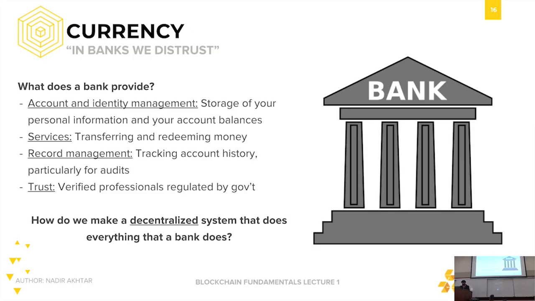All right. So in order to understand why Bitcoin is important, we first have to understand what currency is, but more importantly, the infrastructure that exists to move around and store currency, the bank. So what does a bank provide? It provides four important things. It provides account and identity management. Banks will store your information on your behalf, they'll store your account balances on your behalf, so that you don't have to do the bookkeeping yourself. They will make sure that anyone who tries to use your funds is indeed you. You trust that you don't have to deal with that, that the bank will keep it secure for you.